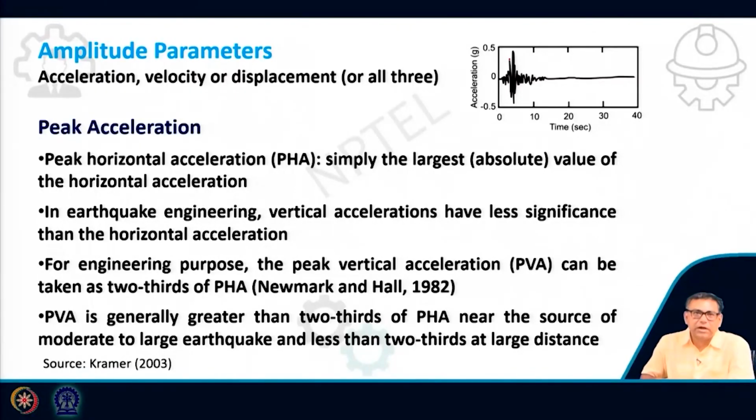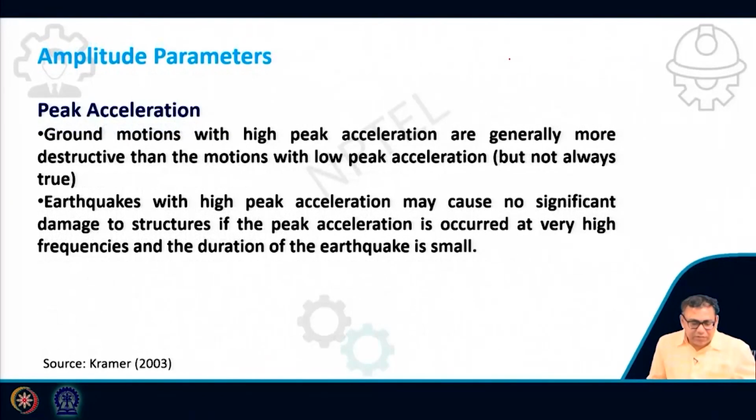But if it is very close to that source, then it can be more than 2/3 also. Now next one is the amplitude, this amplitude parameter that we are talking about. So this peak acceleration, we can continue further: ground motion with high peak acceleration is generally more destructive than the motion with low peak acceleration. It is quite common that a higher peak acceleration will create more damage than the motion with low peak acceleration.